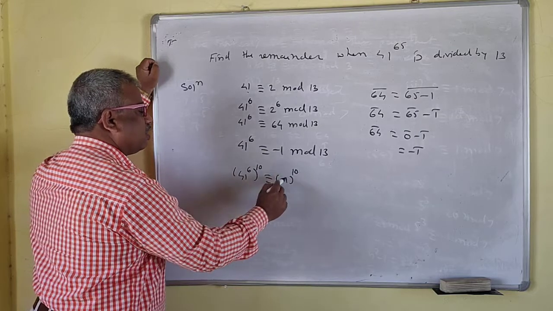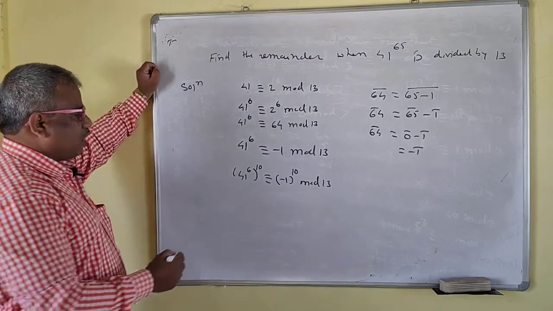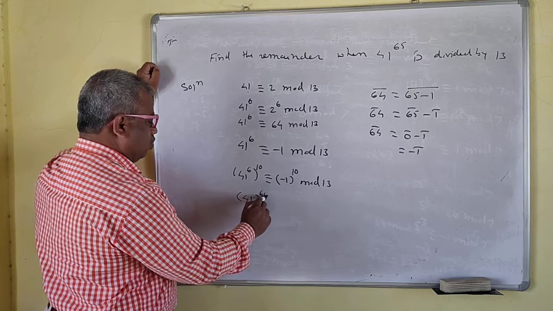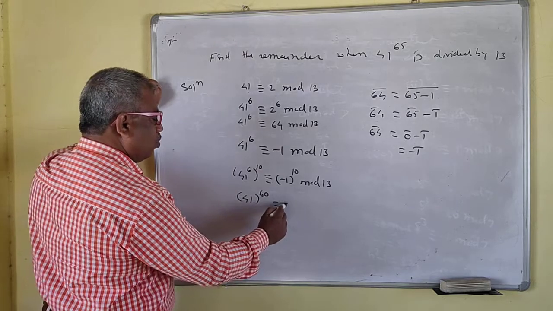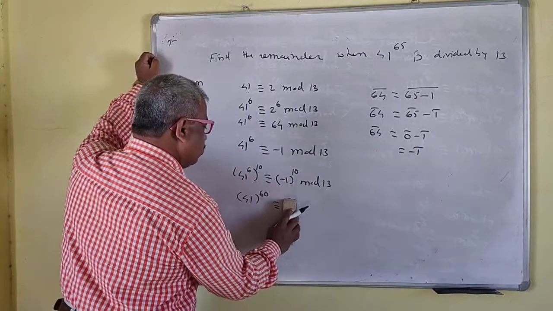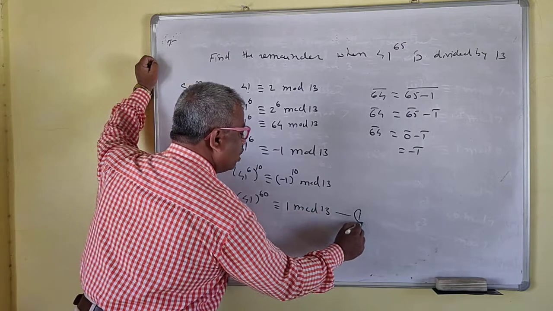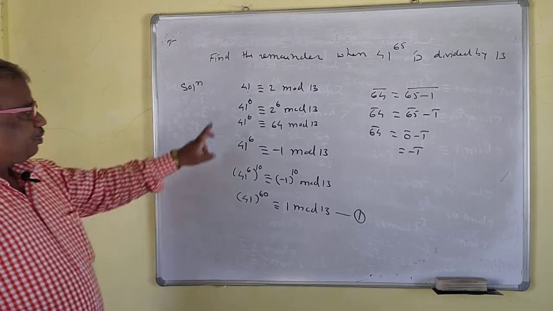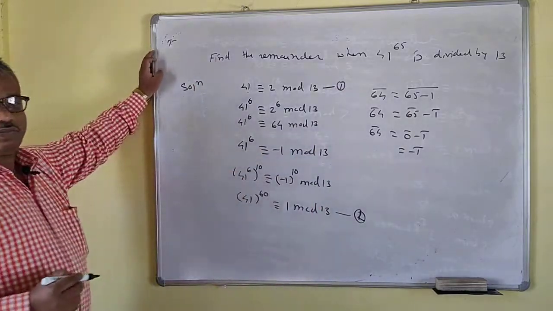So minus 1 to the power 10 modulo 13, and this is 41 raised to 60, which is congruent to minus 1 to the power 10, which is 1, mod 13. I will call this 1. So now I will call this 2, and I will call this 1.